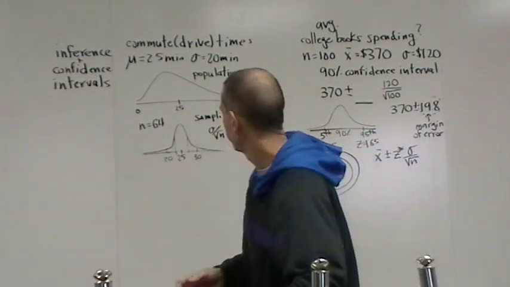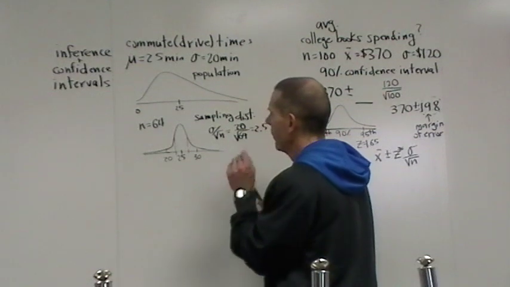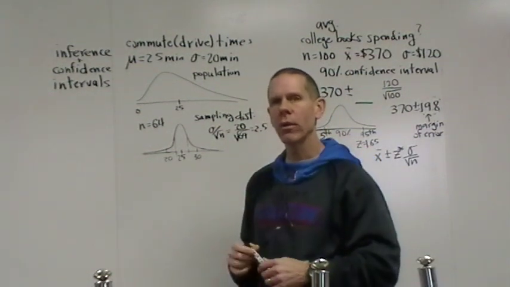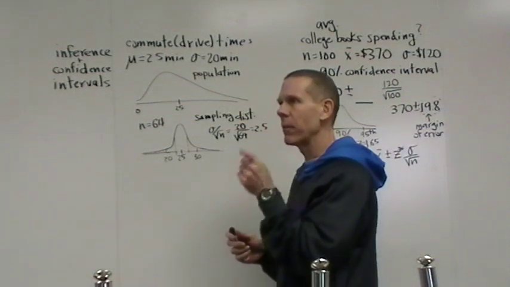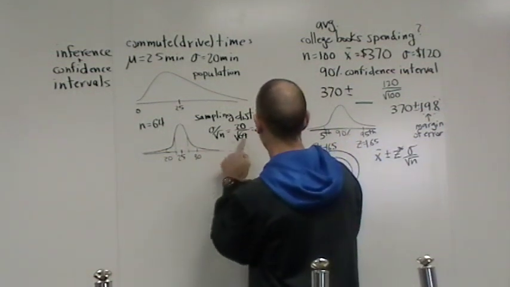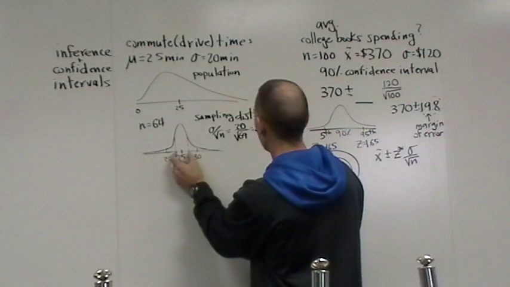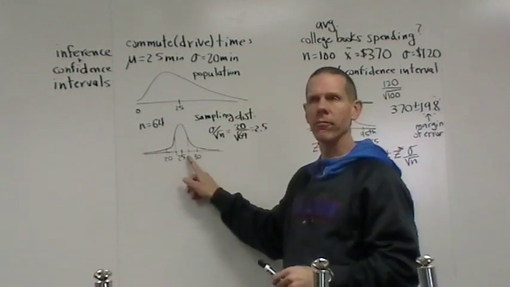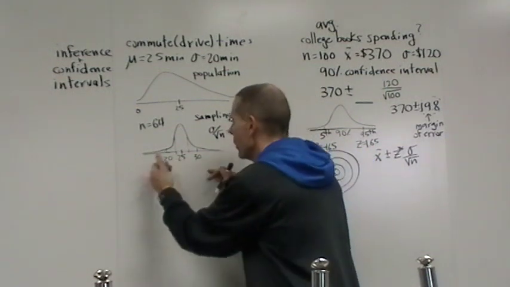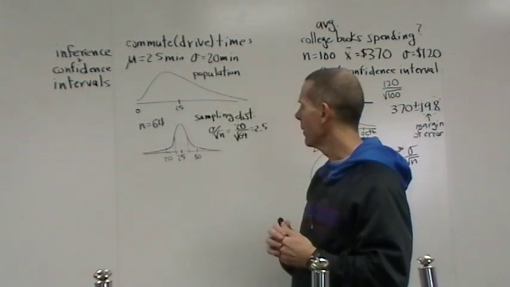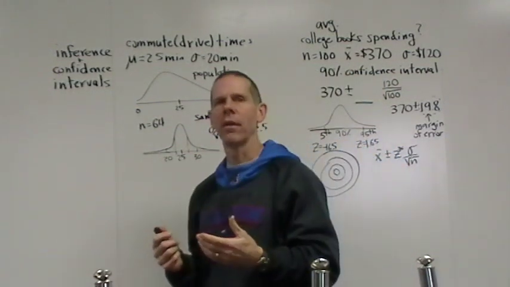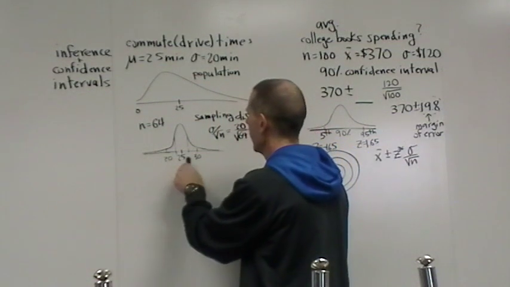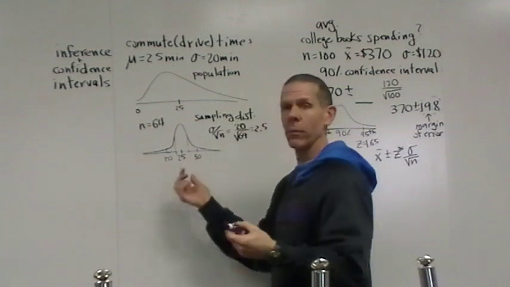And here's what this says. Remember the 68, 95, 99.7 rule: 68% of my sample means are going to come back within one standard deviation of the true mean, so between 22.5 and 27.5. We also know if we move out 2 standard deviations from the mean, that 95% of our sample means will come somewhere between 20 and 30, and that's not real far from the real answer.